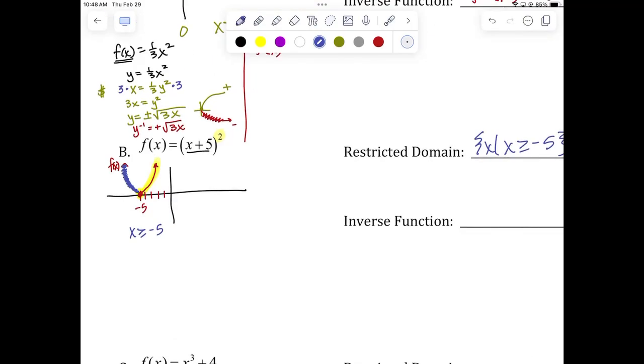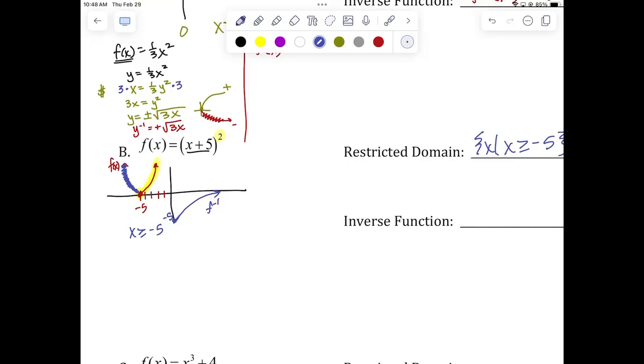Now, if you want to know what the inverse graph will look like, you're not going to have to do that, but you could reflect it across the line y equals x and figure out what it's going to look like. It's going to look something down here. Here would be -5 on the y-axis, and then it's going to look something like this. You don't have to draw it. Now, it says to find the inverse function, so I need the equation.